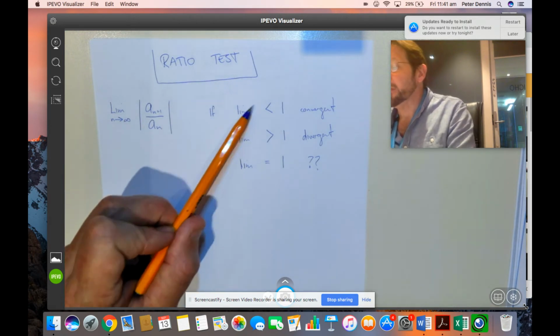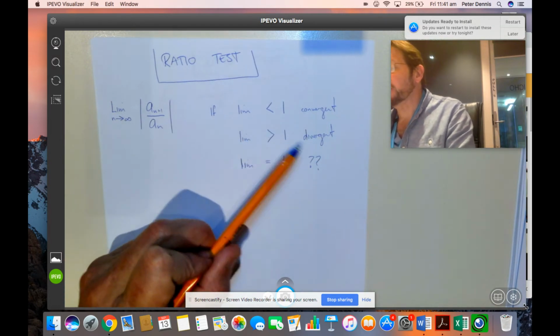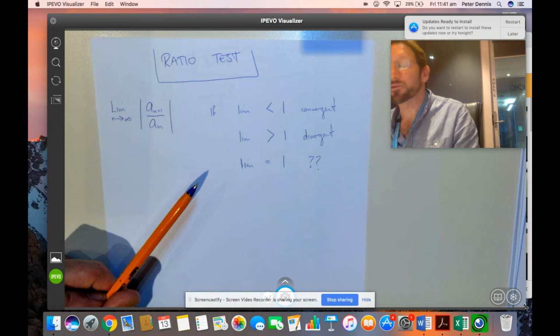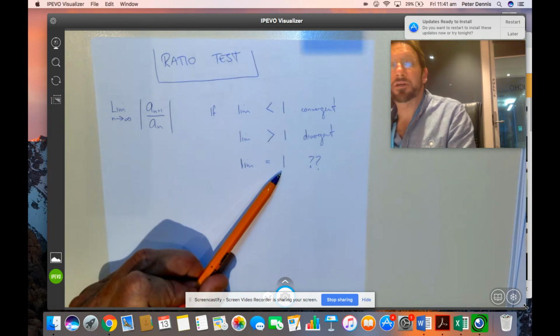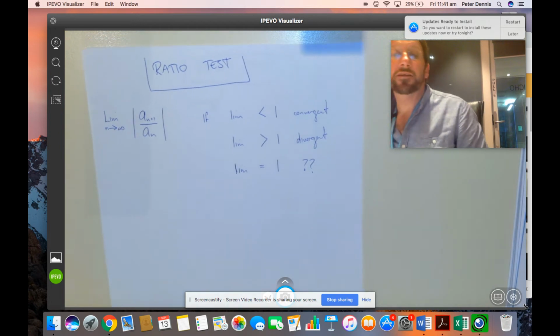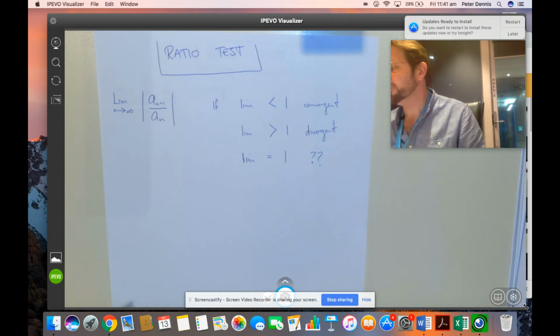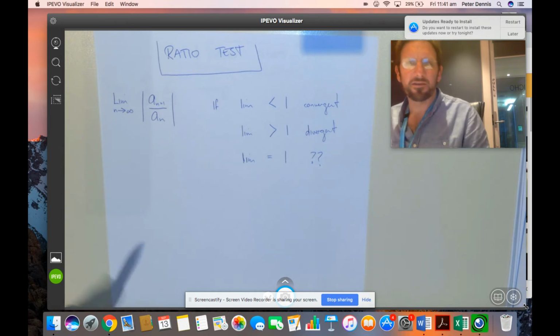So if this limit is less than 1, we get convergence. If the limit is greater than 1, we know the series is divergent. And if the limit equals 1, well, we don't know anything. We've just wasted our time a bit, and then you've got to test. That comes in the P-series stuff, and we have to test and things like that.